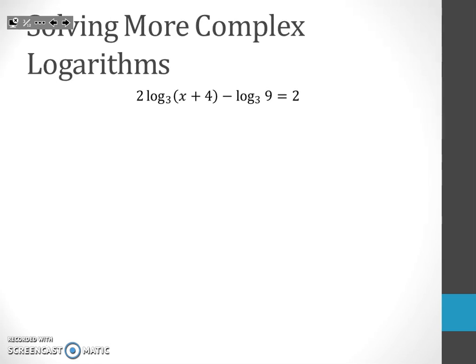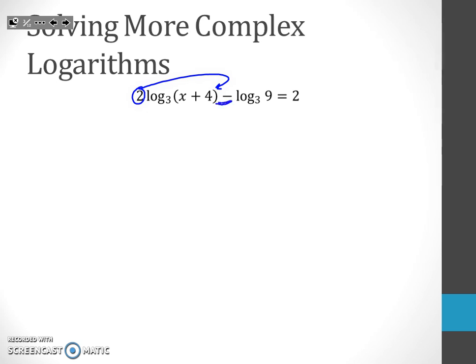Okay, second, I've got 2 log base 3 of x plus 4 minus log base 3 of 9 equals 2. Okay, again, logarithms both have the same bases. That's a good start. Again, we want to try and combine these logarithms, but before we do that, we've got that 2 in front. We're going to need to move that 2 up top. Okay? So when I do that, I've now got a log base 3 of x plus 4 squared minus a log base 3 of 9 equals 2. So I can go ahead and combine those.